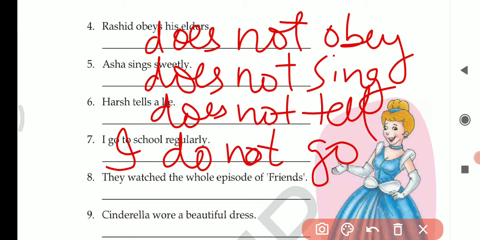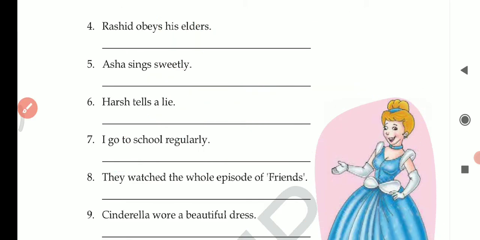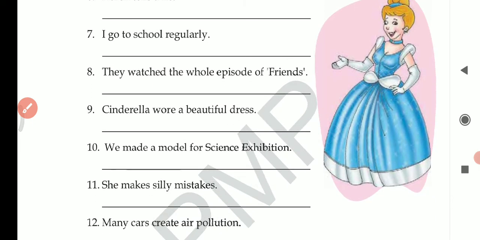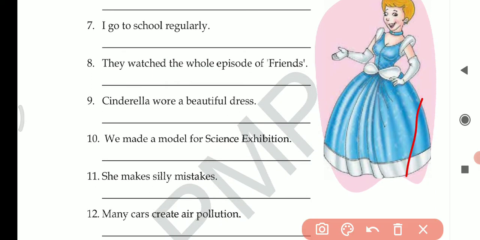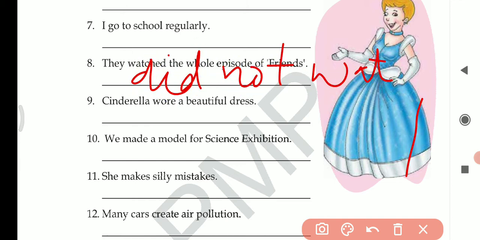8th, they watched the whole episode of Friends. See, this sentence is in simple past tense. They watched. So we will use did. They did not watch the whole episode of Friends.